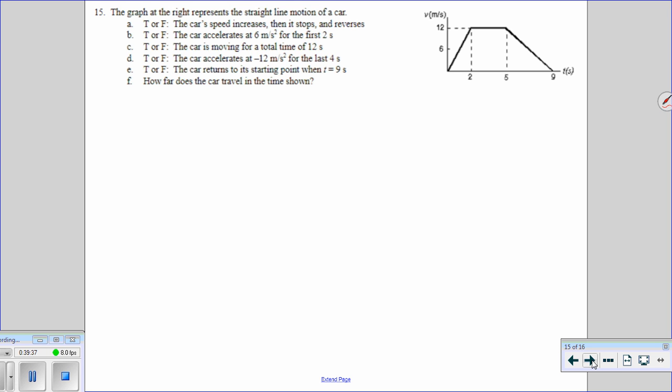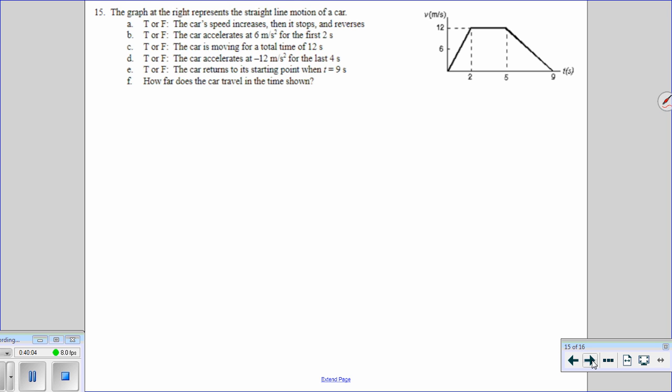Christine, help me out with E. The car returns to the starting point at the end. True or false? False. Why? Because you did the math. Talk to me about the math. Oh yeah, I found the integral. What were you doing when you found the integral? I think that was position, change in position. Right, but how? Talk to me about how you found the integral. I found the area under the curve.